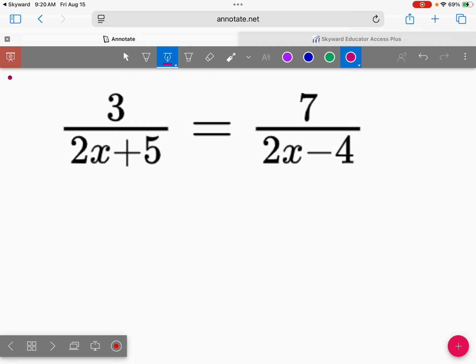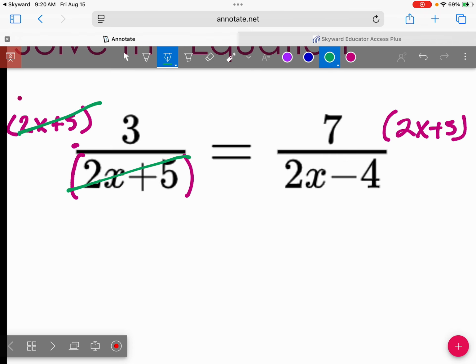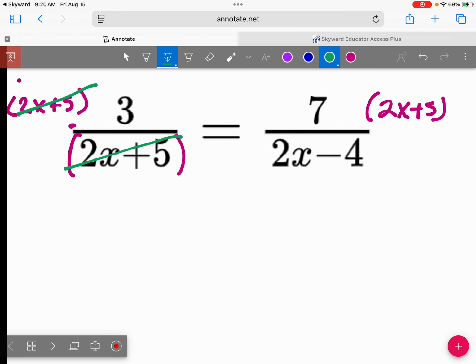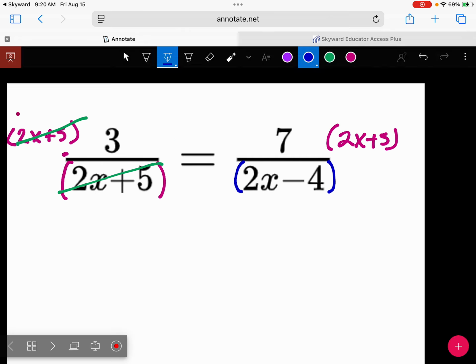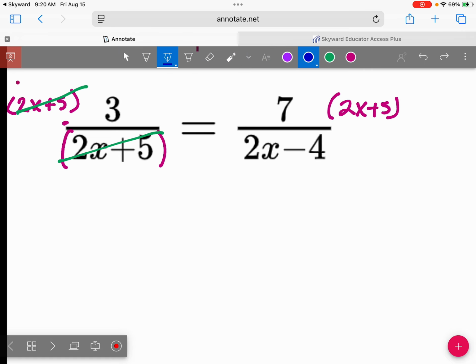If I multiply both sides by my denominator, so I'm going to multiply both sides by my 2x plus 5. This one and this one are going to cancel out. And then to get rid of the other fraction, I'm going to multiply both sides by this denominator. So you can do them at the same time, or you can do them in 2 separate steps. I'm going to do them in 2 separate steps just so that it's clear what's going on here.